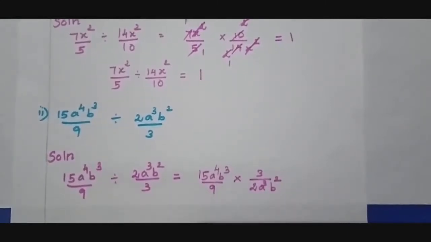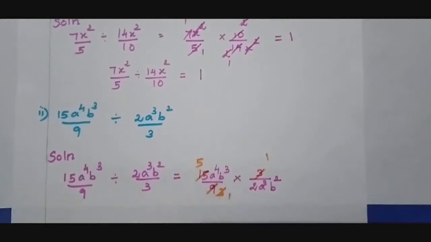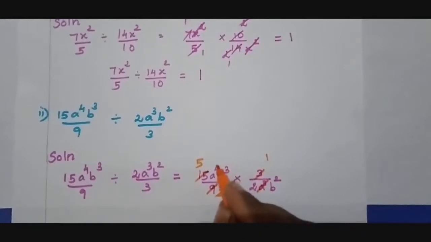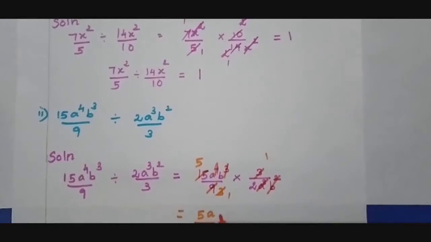Now we can simplify this one. 1 3 is 3, 3 3s are 9. So now we can cancel these two with 3 tables. 1 3 is 3, 5 3s are 15. So here you can cancel this a cube with this a power 4, remaining 1a will be there. Similarly, cancel this b square with this b cube, remaining 1b will be there. So what are the things remaining here? 5ab divided by 2.